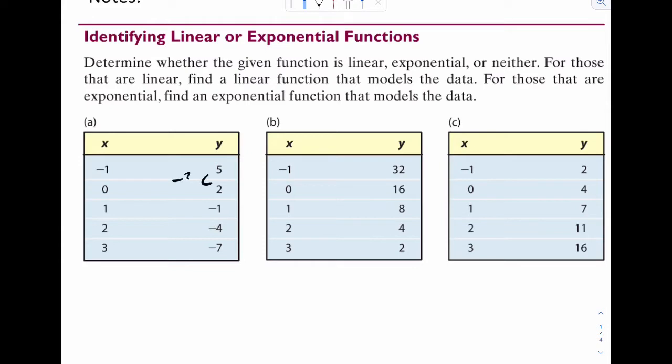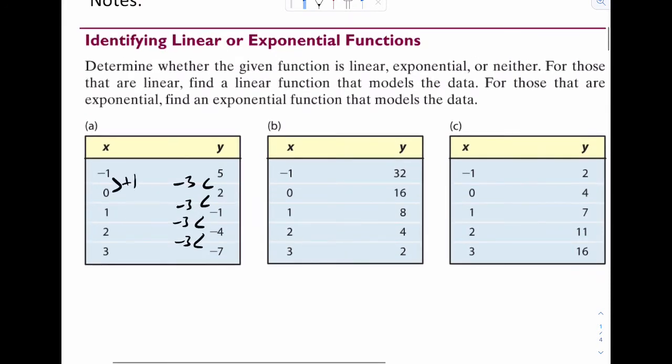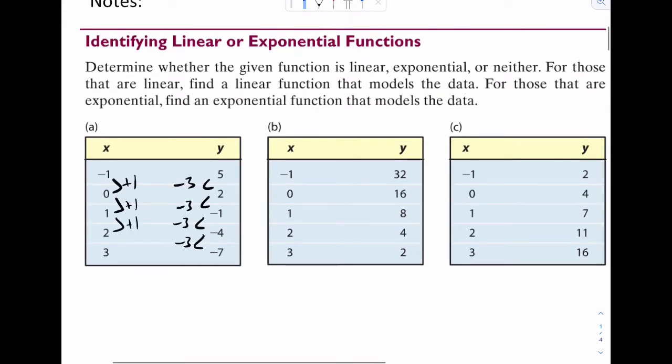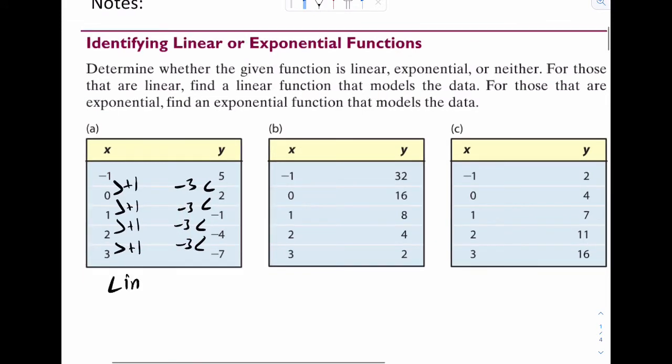I can see that we're going down 3 every time, and this is going up by 1. So since this is increasing at a constant rate, and this is decreasing at a constant rate, this thing is definitely linear.